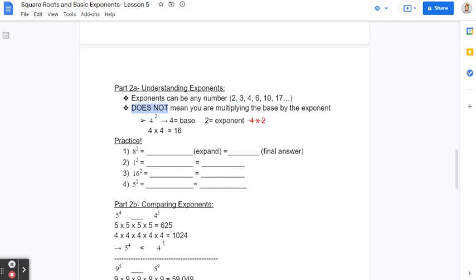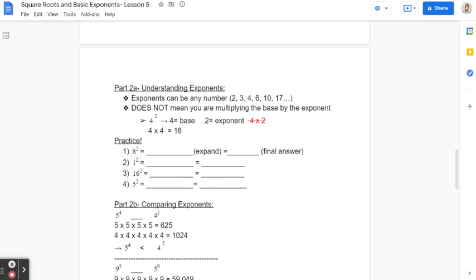They think that, for example, if it's 4 to the power of 2, that means 4 times 2. But no, that's incorrect. That basically means that 4, which is the base, and 2, which is the exponent, so 4 is going to be multiplied by itself twice. So 4 times 4, which is 16. It does not mean that 4 is multiplied by 2.